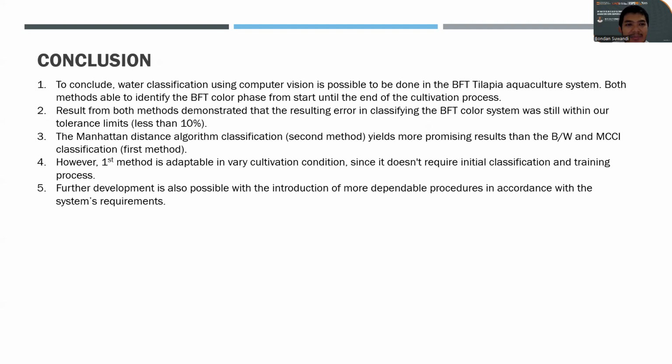We can see that the second method, or Manhattan distance algorithm, yields more promising results than the black and white and MCCI classification, or the first method. However, the first method is adaptable in varied cultivation conditions. Why? Because it doesn't require initial classification and training process. So when you move into other environment, you don't have to make a new training for your algorithm. You just put and run the algorithm of the first method.